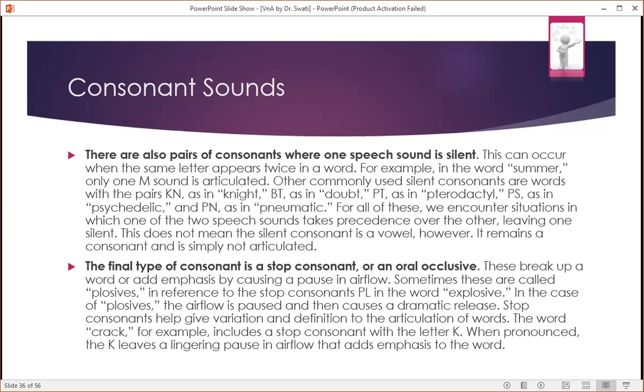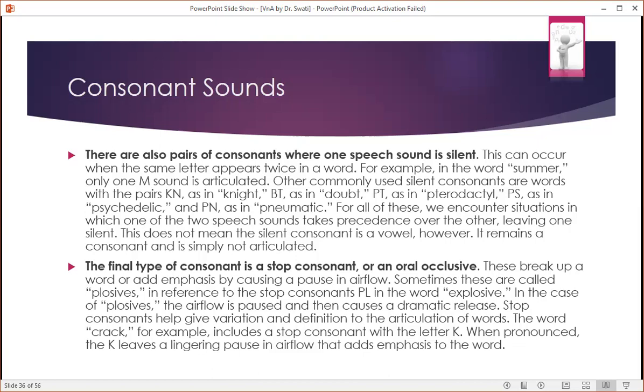Okay, so explosive, in PL, is actually explo. Oh, the mouth is open, and it is closed in the end, right? So we also call them plosives, where the airflow is coming and suddenly by the end of the word we close the mouth. The airflow is completely closed. It is paused, you can say. Okay, and there's a dramatic release of the air. So stop consonants help give variation and definition to the articulation of the word.